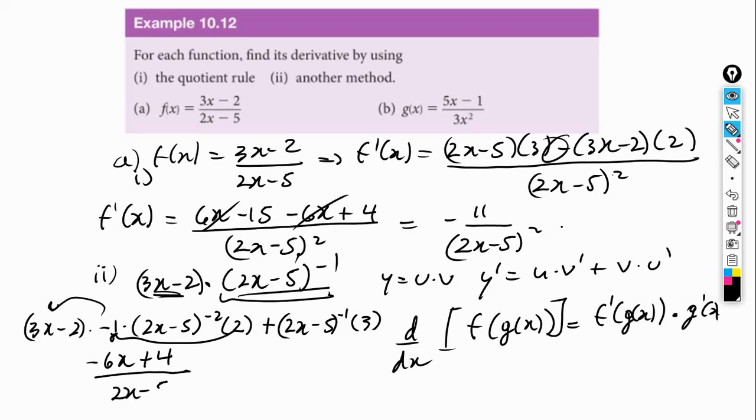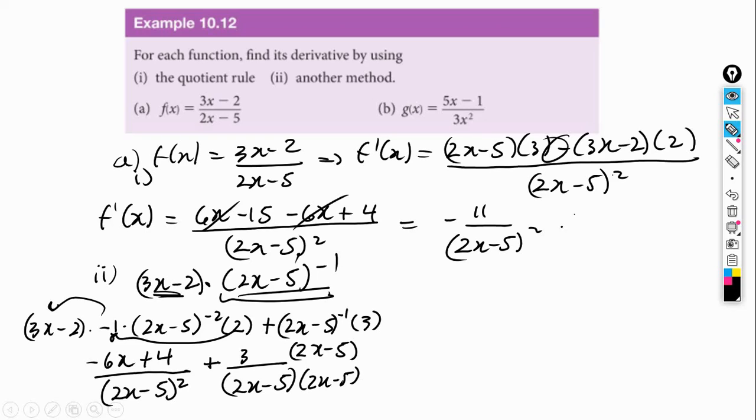2x minus 5 squared. And this plus 3 over 2x minus 5, right? Okay, but we're not done, because now we have to add these two expressions, which means that we will have to multiply this by 2x minus 5 as well as the numerator, 2x minus 5. Okay, so I'm going to erase a little bit, and we're going to continue with this on the right-hand side.